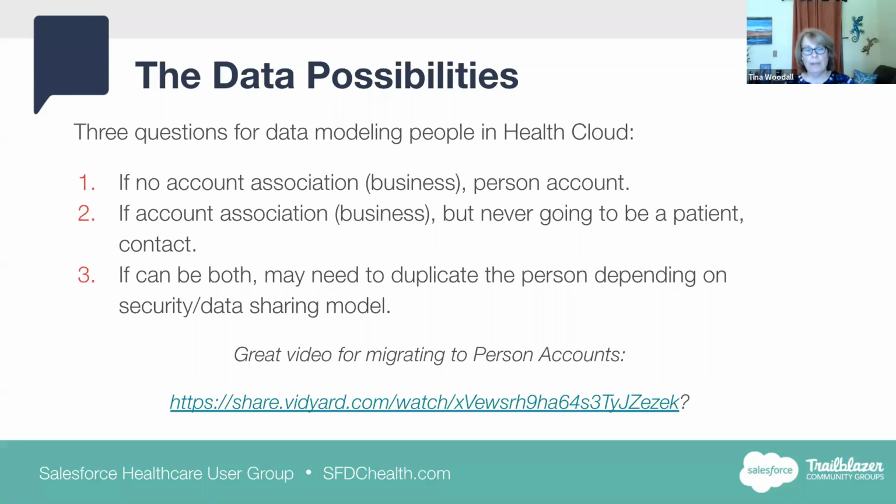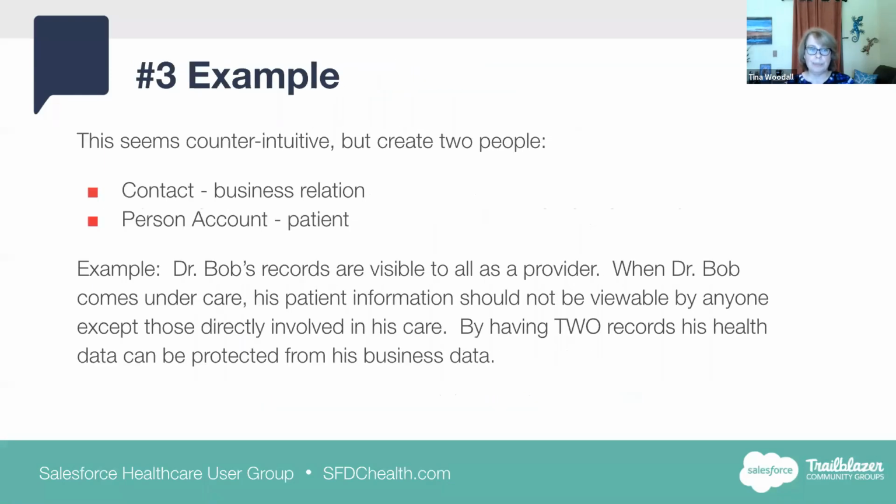But number 3, what if they can be both? What would you do with that? It may seem counterintuitive, but you want to create 2 records. You want to create the contact, who's the business relation, and you want the person account as the patient. An example is Dr. Bob's records are visible to all as a provider. But Dr. Bob comes under care, so his patient information should not be viewable by anyone except those directly involved in his care. By having 2 records, the sensitive data can be protected.